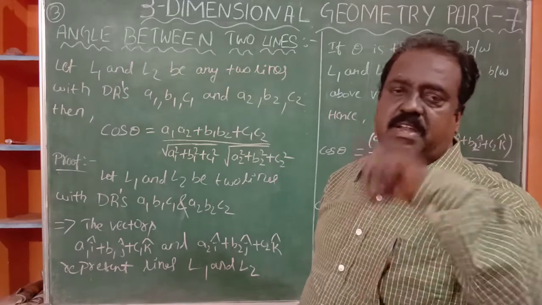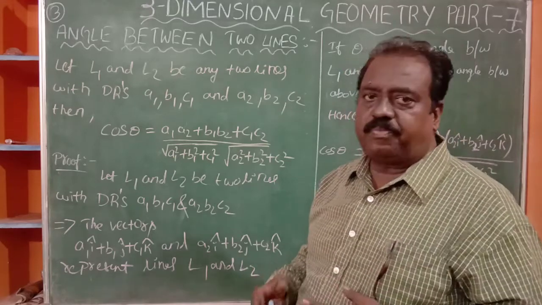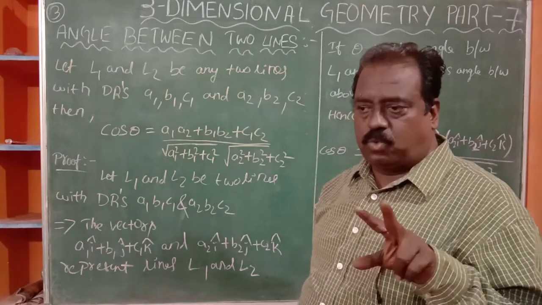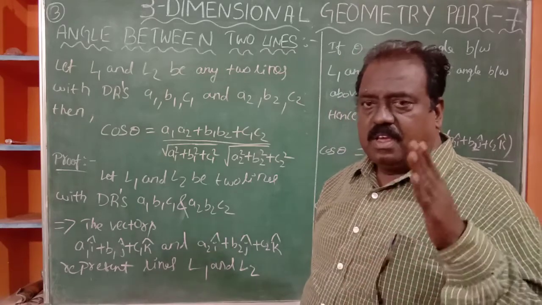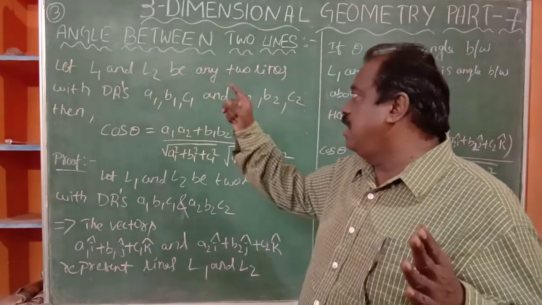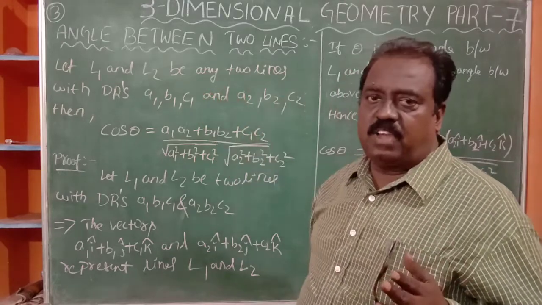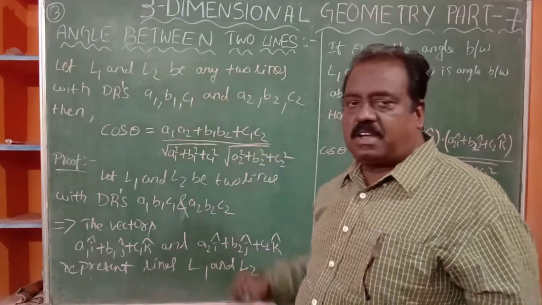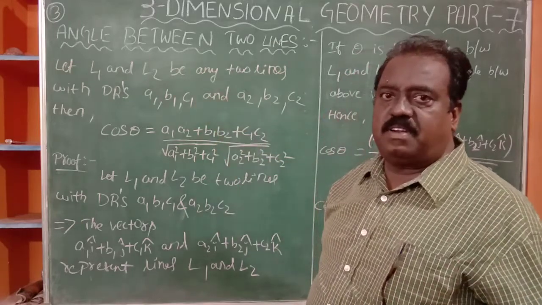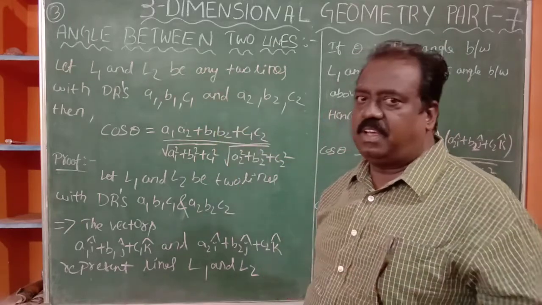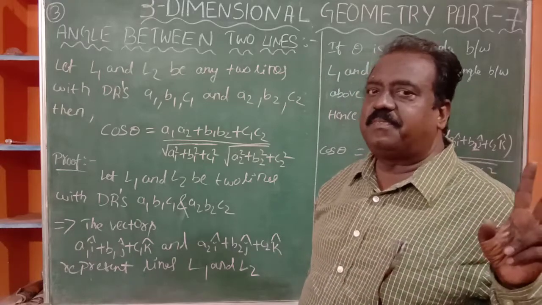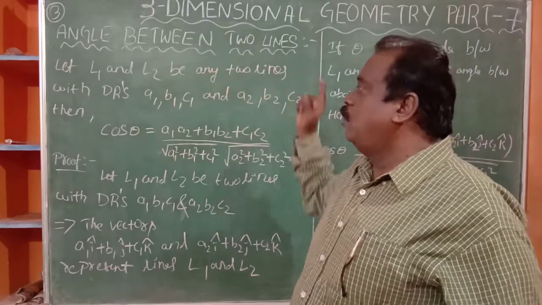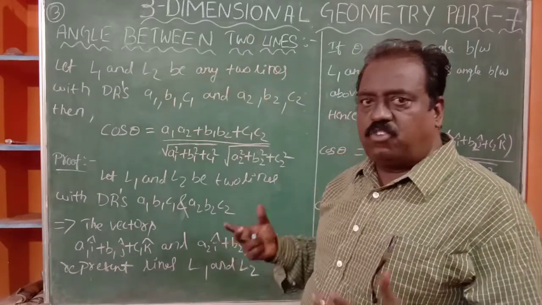Three-dimensional geometry and vectors are both the same concept, just in two ways. The DRs in geometry can be called components in the vector chapter. Just the names are different. You see clearly, L1 and L2 be any two lines. It is purely geometry.